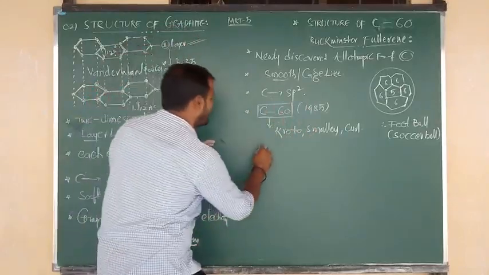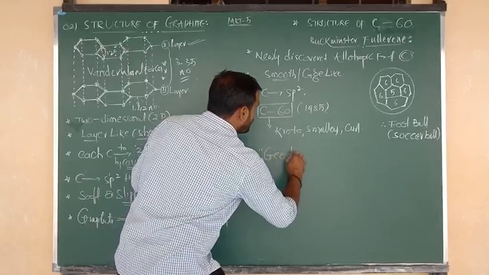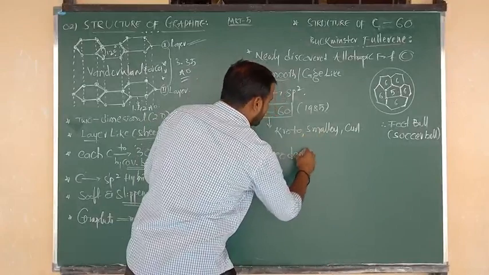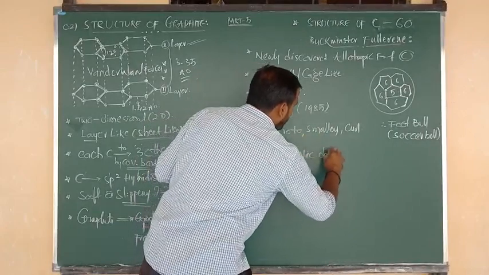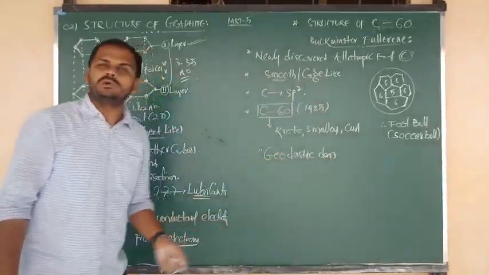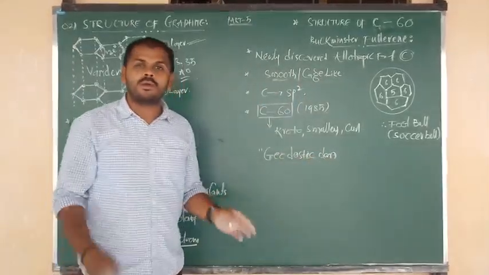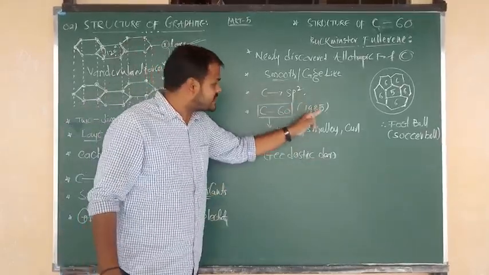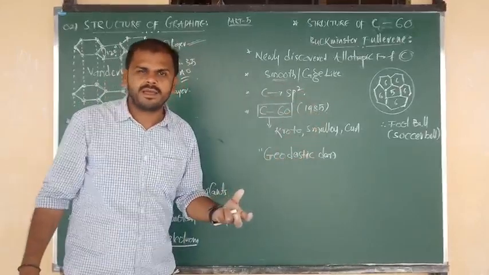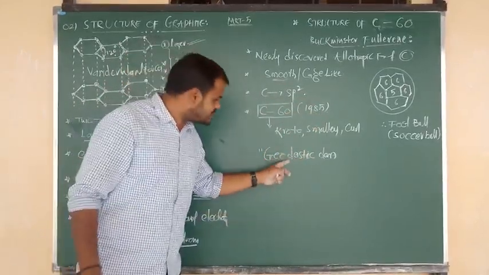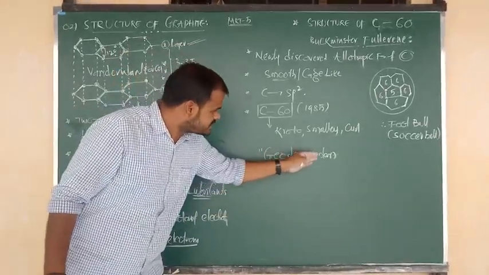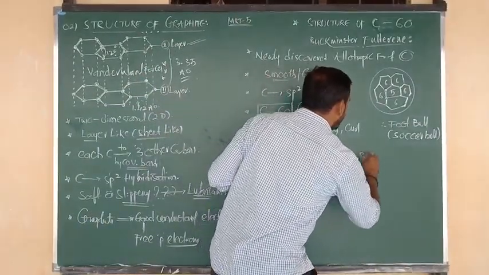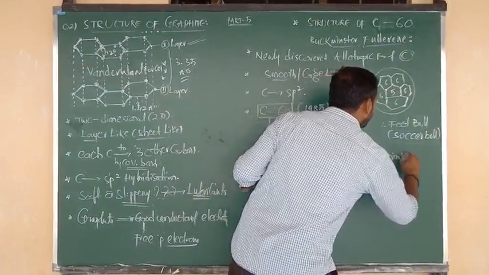The achievement is the geodesic dome. What is it? The geodesic dome. The geodesic dome is one type of invention that was discovered in the same year. It is a big achievement at the time. The geodesic dome was designed by a scientist. Who is the scientist? Buckminster.